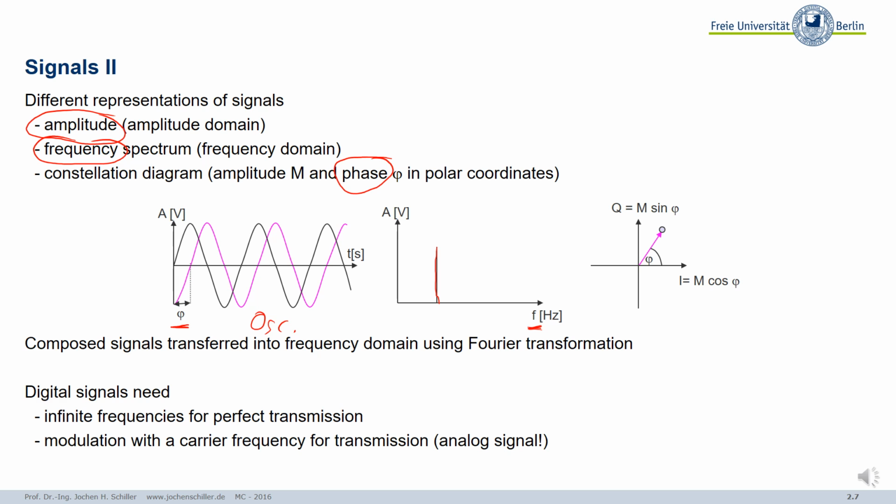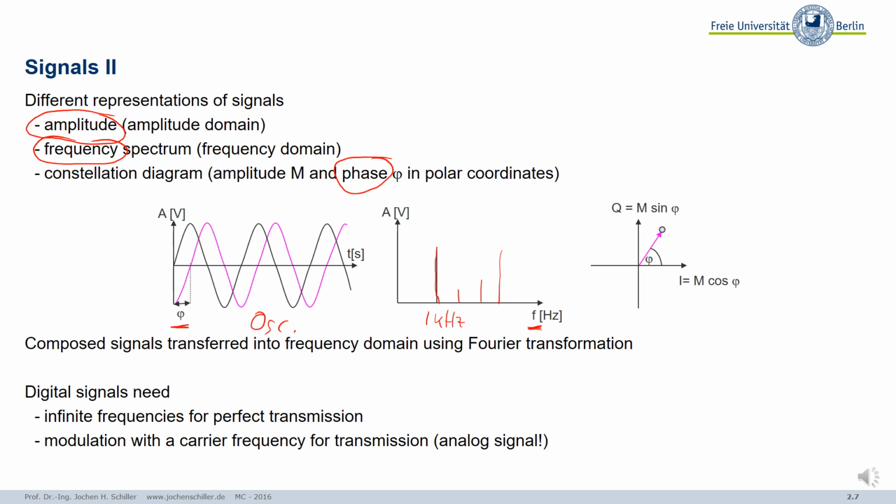So if you have a sine wave of 1 kilohertz, you see a peak here at 1 kilohertz. If you have a second sine wave here, then you see a second peak, a third peak, etc. So this in the end gives you the spectrum, the so-called spectrum of a signal. There you see the decomposition of the signal.